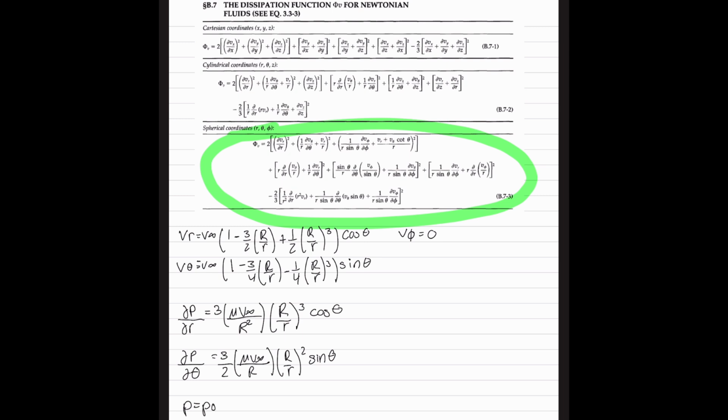P equals P naught minus rho g z minus 3/2 times mu V infinity over big R times big R over little r squared times cosine of theta. And that is the pressure distribution for creeping flow on a sphere.